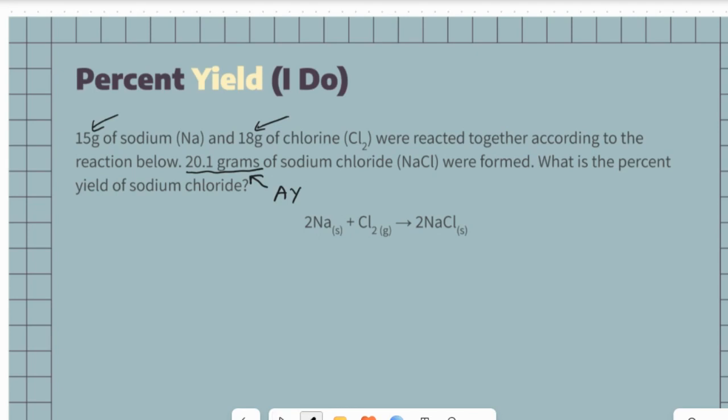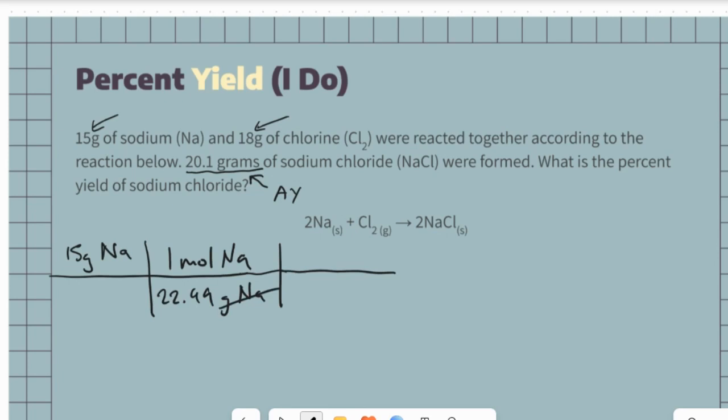So let's dive in. 15 grams of sodium. Going to convert this into moles of sodium. So 1 mole of sodium is going to be equal to 22.99 grams of sodium. That's just from the periodic table. Cancel those out. And then from my equation, I need the mole ratio to switch this into moles of sodium chloride. So 2 moles sodium chloride will be formed from 2 moles sodium. Cancel those units. 2 over 2, that's just 1 over 1. So if I plug this into my calculator, 15 divided by 22.99, that equals 0.65 moles sodium chloride.